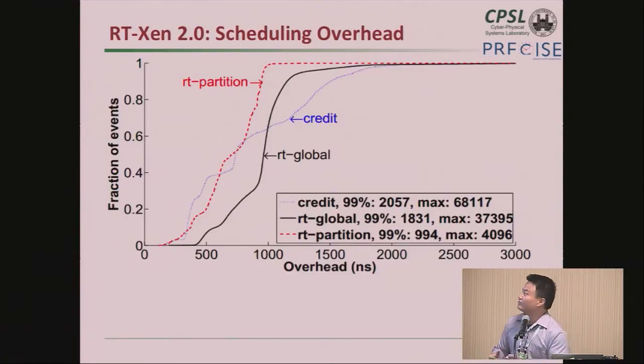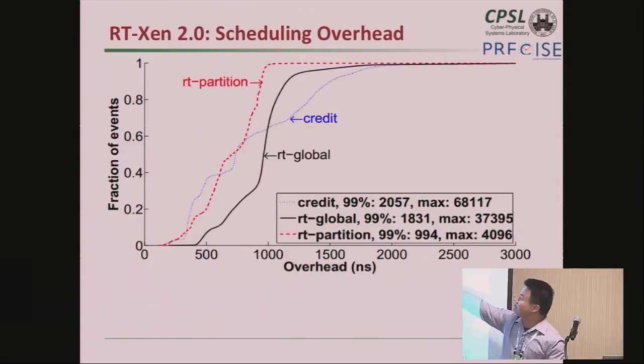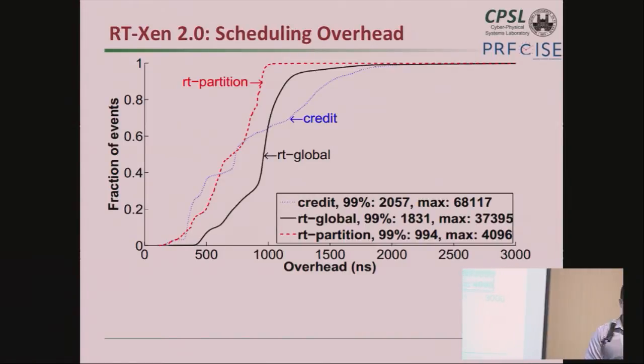First, let's look at some overhead measurements. I measured the overhead spent in the do_schedule function, and this is the result. This is a CDF plot. The x-axis shows the overhead in nanoseconds, and the y-axis shows the fraction of events. I measured it for RT-Global, RT-Partition, and the credit scheduler. I cut the x-axis at 3,000 nanoseconds and show the 99th percentile and the max value in the legend here.